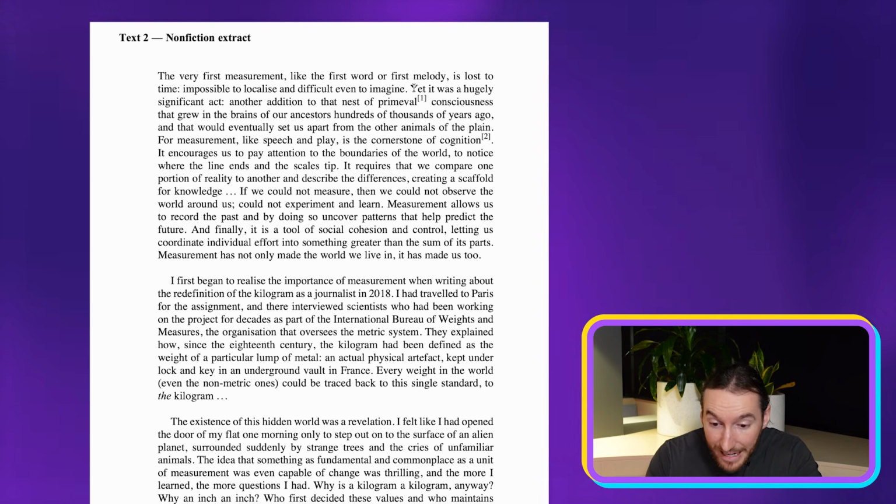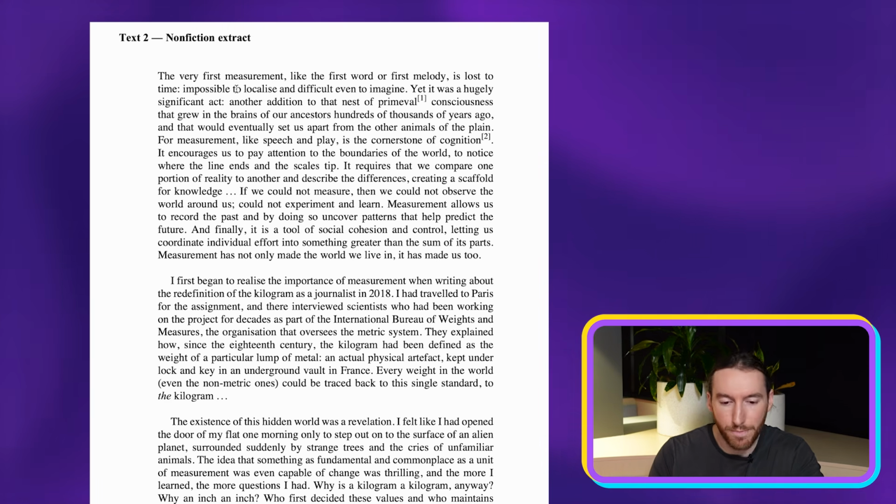Let's move on. Yet, it was a hugely significant act. What was a hugely significant act? The very first measurement. Okay, so someone took a measurement of something, it was a significant act, another addition to that nest of primeval consciousness that grew in the brains of our ancestors hundreds of thousands of years ago, and that would eventually set us apart from the other animals of the plain.